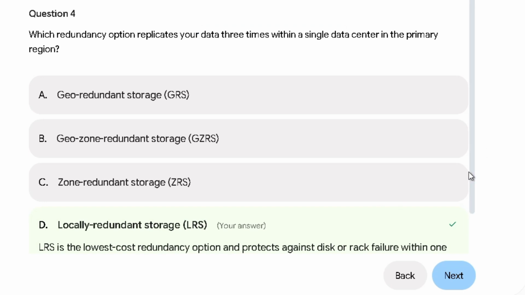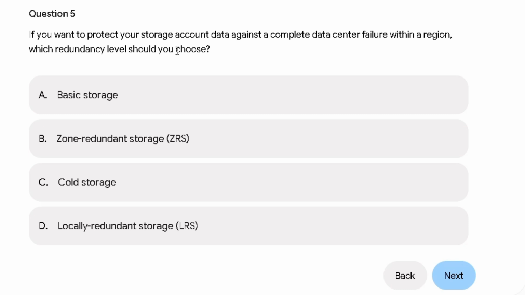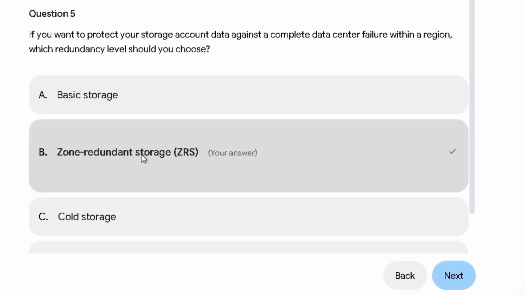Remember this for your certification, guys. This is important for you to remember. Okay, question number 5. If you want to protect your storage account data against a complete data center failure within a region, which redundancy level should you choose? So we have multiple redundancy options. I can do process of elimination, and I can eliminate basic storage and also cold storage, just because of the type of the storage. I want to be able to recover in case my data center fails. So what I would select will be the ZRS.